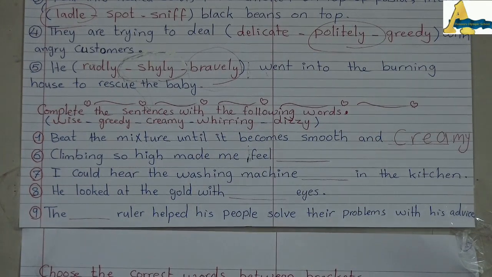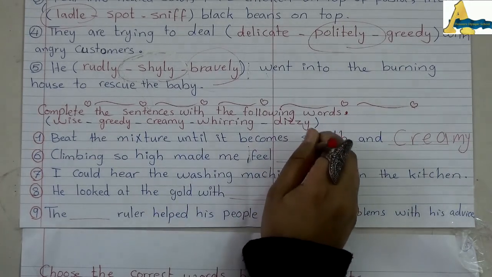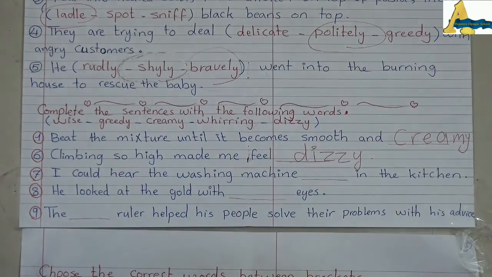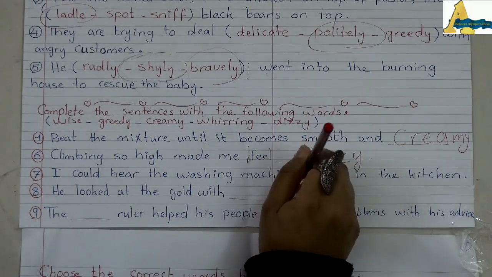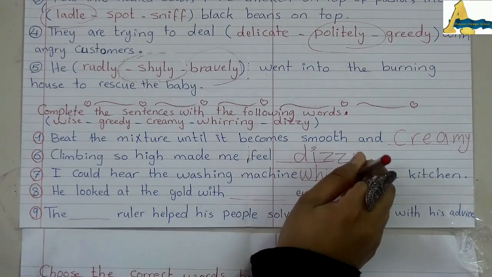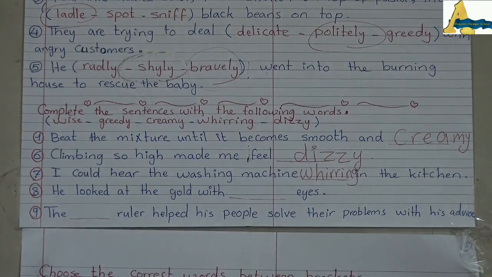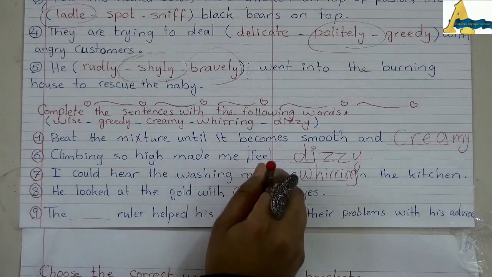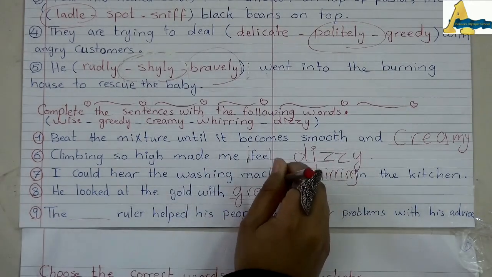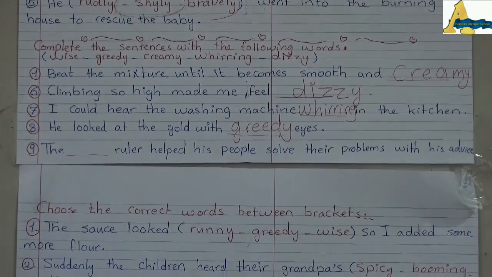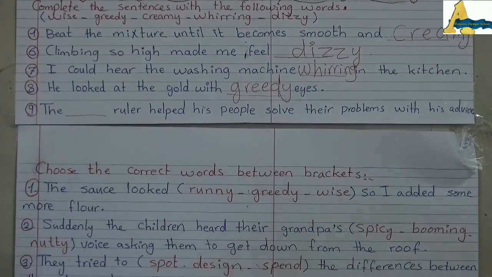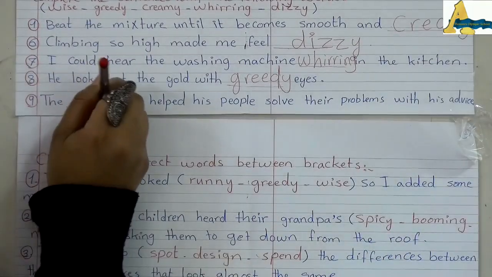Number 6, climbing so high made me feel, of course, dizzy. I could hear the washing machine whirring. He looked at the gold with greedy eyes. The ruler helped his people solve their problems with his advice. So, the wise ruler.